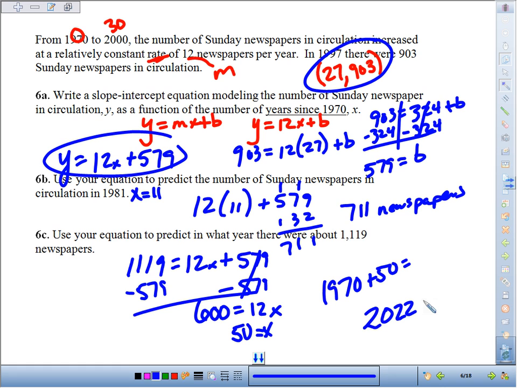Let's try something again. Let's take 1119. Let me double check my math. Let's subtract 579. Oh, there's the problem. It's not 600. It was 540. And 540 divided by 12 was 45. So 45 years since 1970 was 2015.